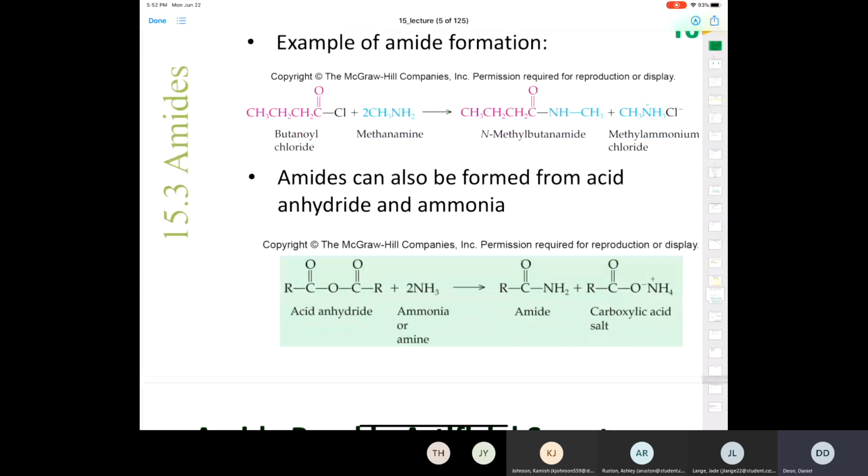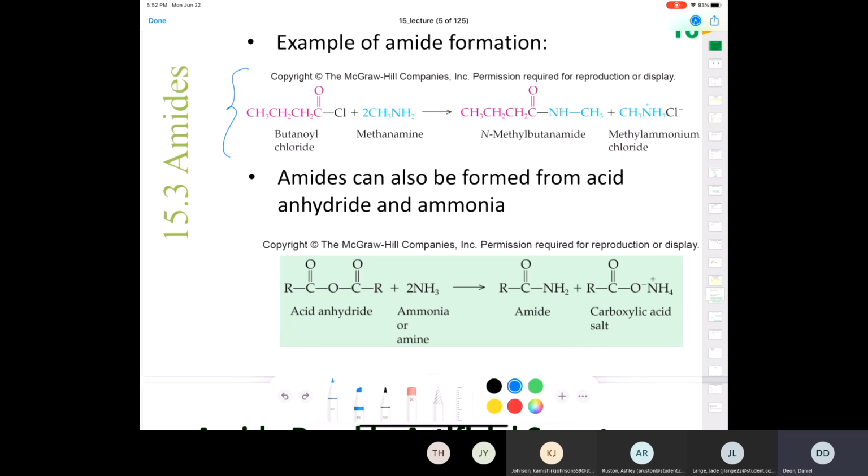All right, here's an example of amide formation. So this is a reaction that any one of you could do in the lab very easily. Acid chlorides can be purchased from chemical suppliers. They're not very expensive. They are reactive, so you have to handle them with care. But, right, you don't throw them in water or anything.